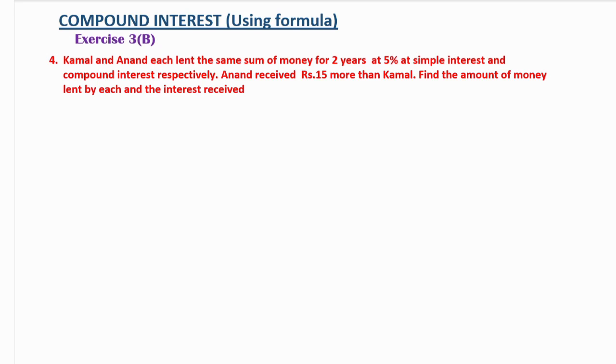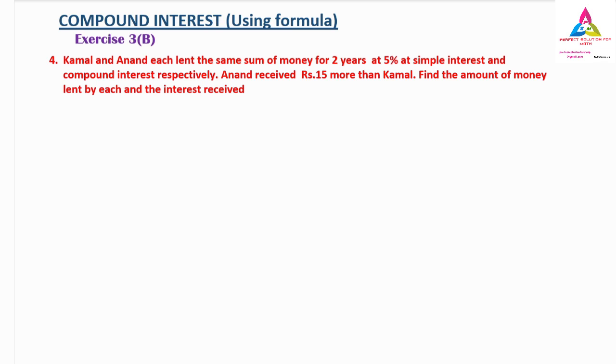Today we are going to learn ICSE syllabus, class 9th mathematics, compound interest using the formula method, Exercise 3B. Fourth question: Kamal and Anand each lent the same sum of money for 2 years at 5%, at simple interest and compound interest respectively. Anand received rupees 15 more than Kamal. Find the amount of money lent by each and the interest received.